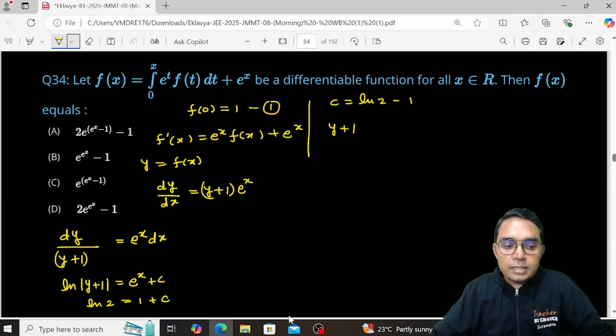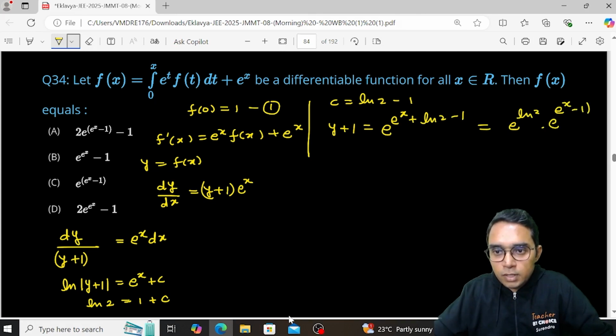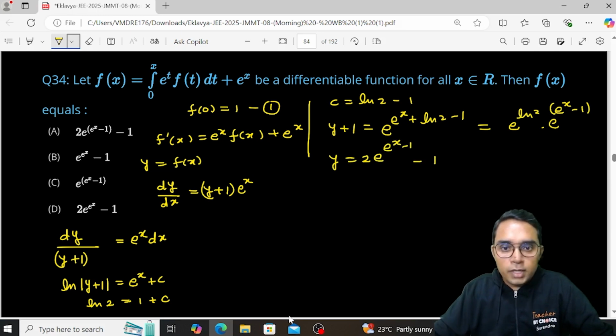So here I'll consider y plus 1 to be positive, and this function would be y plus 1 equal to e raised to the power x plus c, and c here is ln 2 minus 1. We can write it as e^(ln 2) into e^(x minus 1). e^(ln 2) is 2, so this function would be 2 into e^(x minus 1) minus 1. So I think the answer for this is A.